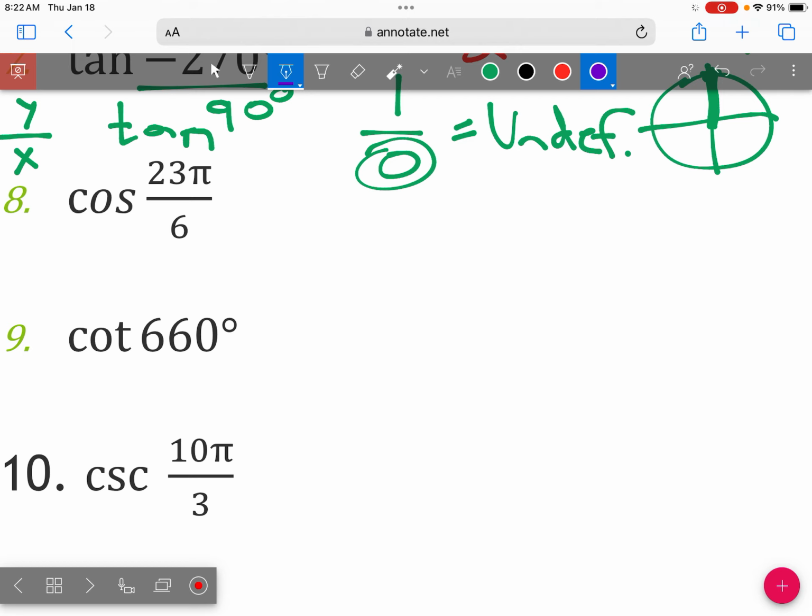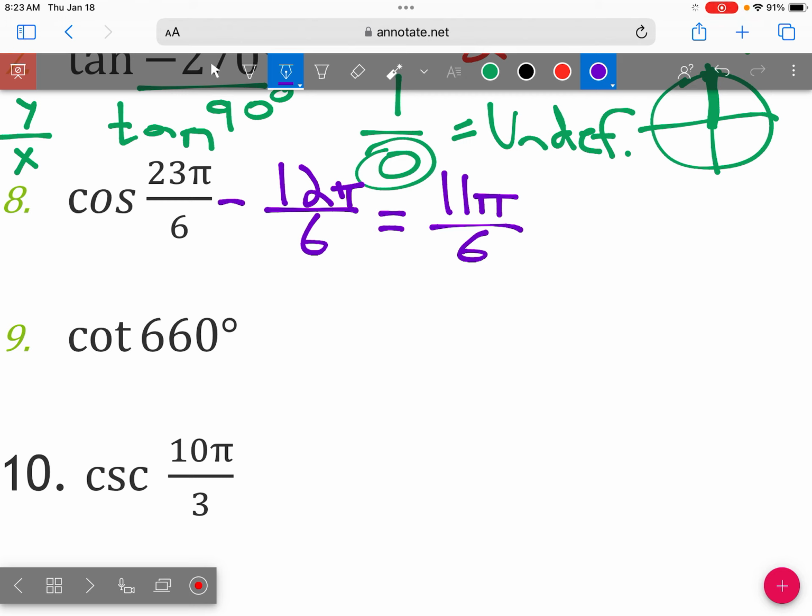Cosine of 23 pi over 6. So 23 pi over 6, is that in our bounds? So what can we subtract? What's equivalent to 2 pi but has a common denominator with 23 pi over 6? 12, yep, exactly. So 12 pi over 6. And if we do 23 pi minus 12 pi, what are we going to be left with? 11 pi, and then the common denominator gets transferred over, and we're left with 11 pi over 6.